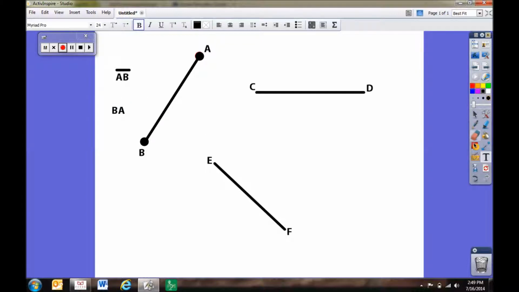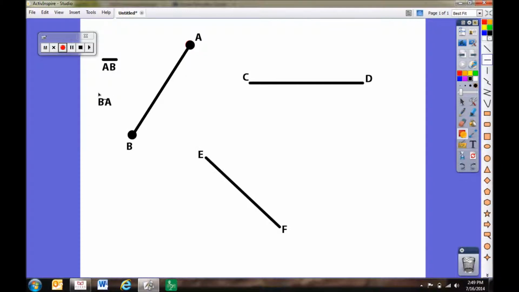You could name it line segment BA. Notice what's on top of each of these is a bar. No arrows. If it's a segment, it does not have arrows on it. It just has the bar. These two are the correct names for this. You can name it line segment AB, or you can name it line segment BA. Either one is correct.